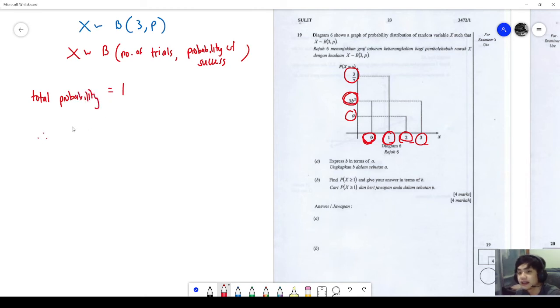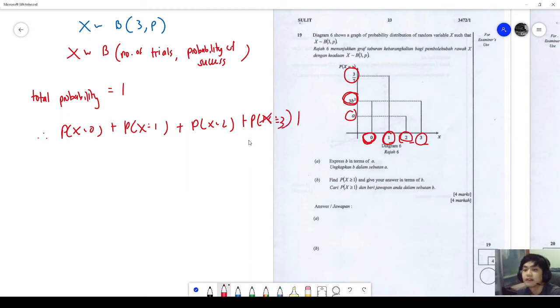Therefore, we can say that the probability of 0 successes added to the probability of 1 success, 2 successes, and 3 successes should equal 1. In this case, the probability for 0 successes is 3b squared, 1 success is 3 over 7, 2 successes is A, and 3 successes is 3b squared. So all of this should equal 1.